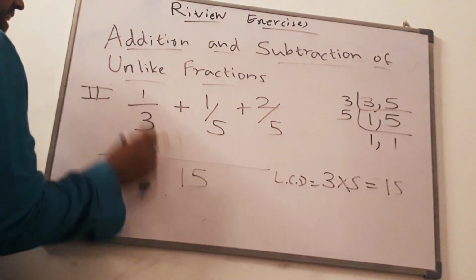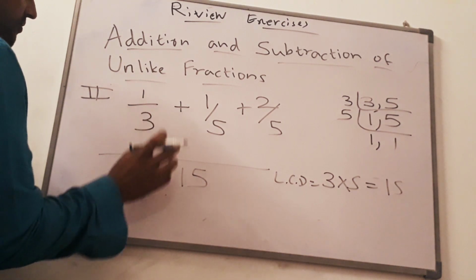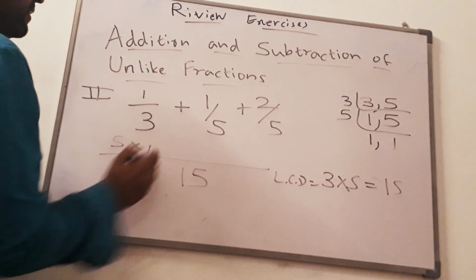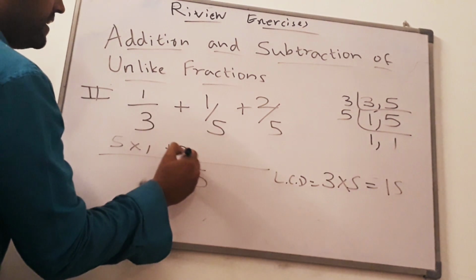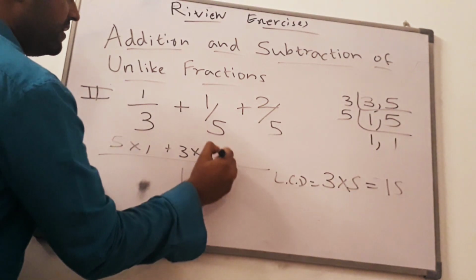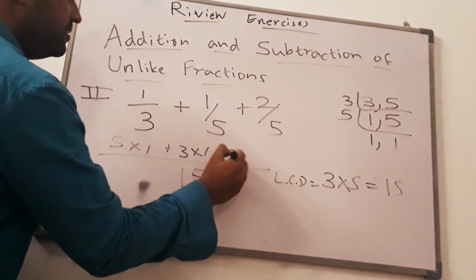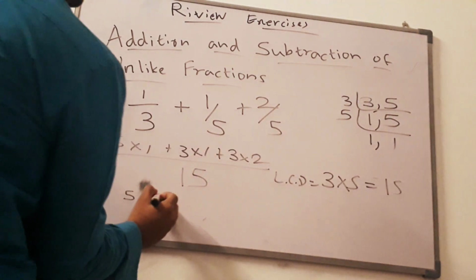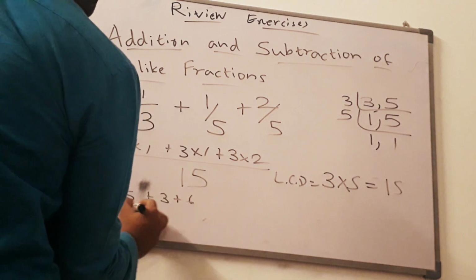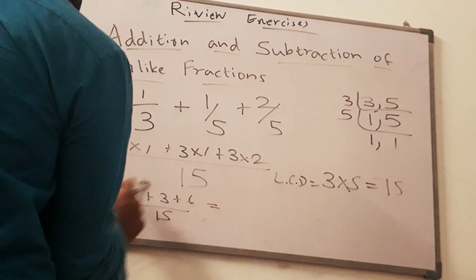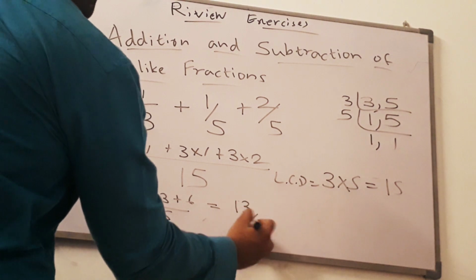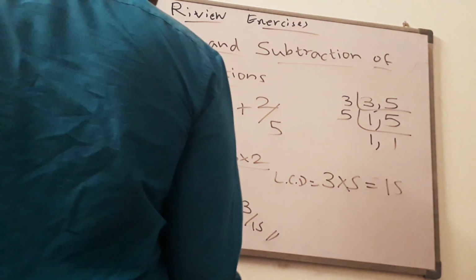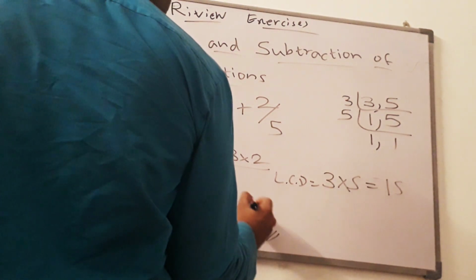How many threes are there in 15? 5 threes. So it will be 5 times 1, plus 3 times 1. Again, there are 3 fives, so 3 times the numerator 2. 5 times 1 is 5, 3 times 1 is 3, 3 times 2 is 6. Out of 15, 5 plus 3 is 8, plus 6, 14 out of 15 is the answer.